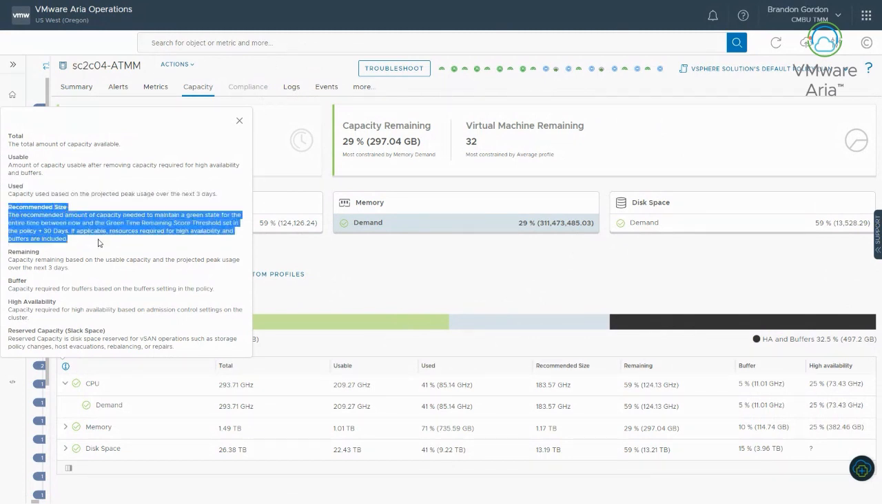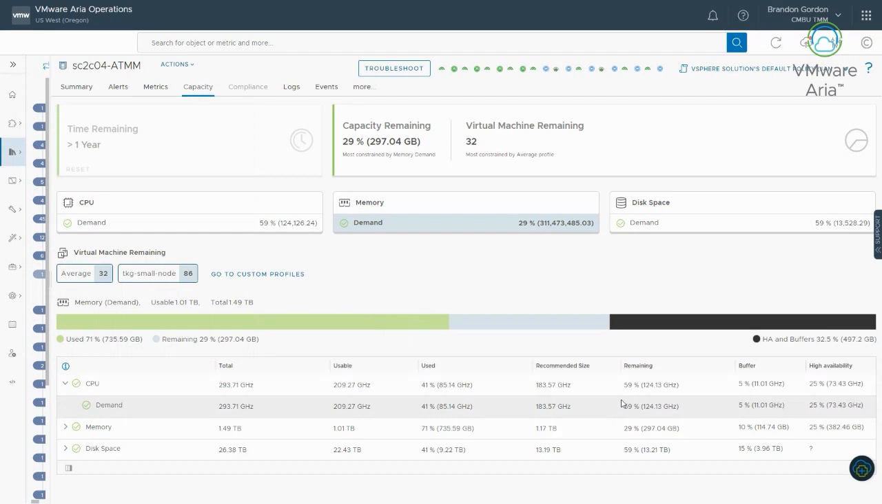And then recommended size. So this is using that projection for the cluster, and basically says, based on the utilization of the cluster and my capacity settings, my time remaining score thresholds, it adds 30 days on there and says, okay, to run my cluster, to keep it green plus 30 days, this is how much capacity that I need in that cluster. So this helps me size my cluster. So I can tell if my cluster is larger than it needs to be by looking at the recommended size, comparing that to the usable capacity of my cluster. So you can see here, 183 gigahertz is what I need, and I've got 209 gigahertz of usable. So hopefully that makes sense.